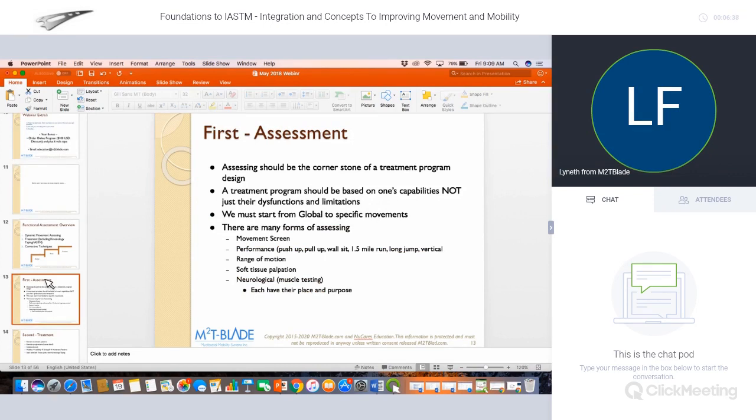So first is the assessment. Assessment should be the cornerstone of any treatment program design. We should never go right into treatment. We always want to assess, treat, reassess. The treatment program should be based on one's capabilities, not just their dysfunctions and limitations. As a program, we always want to start from global to specific.